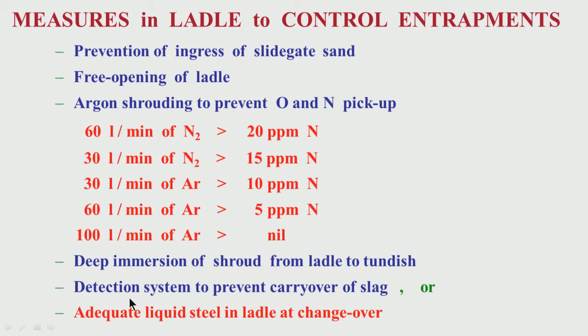When you do not have this detection system, then what do you do? You allow some amount of liquid steel in the ladle at changeover. So there will be some loss of liquid steel, because it is a good liquid steel. We have done a lot of secondary refining attempts to make the liquid steel clean. So we want the whole amount of liquid steel to come into the tundish, but we do not want slag to come into the tundish. So to prevent the slag, there has to be a detection system. If there is no detection system, then you keep some amount of liquid steel in the ladle at changeover, so that no slag finally comes to the tundish.